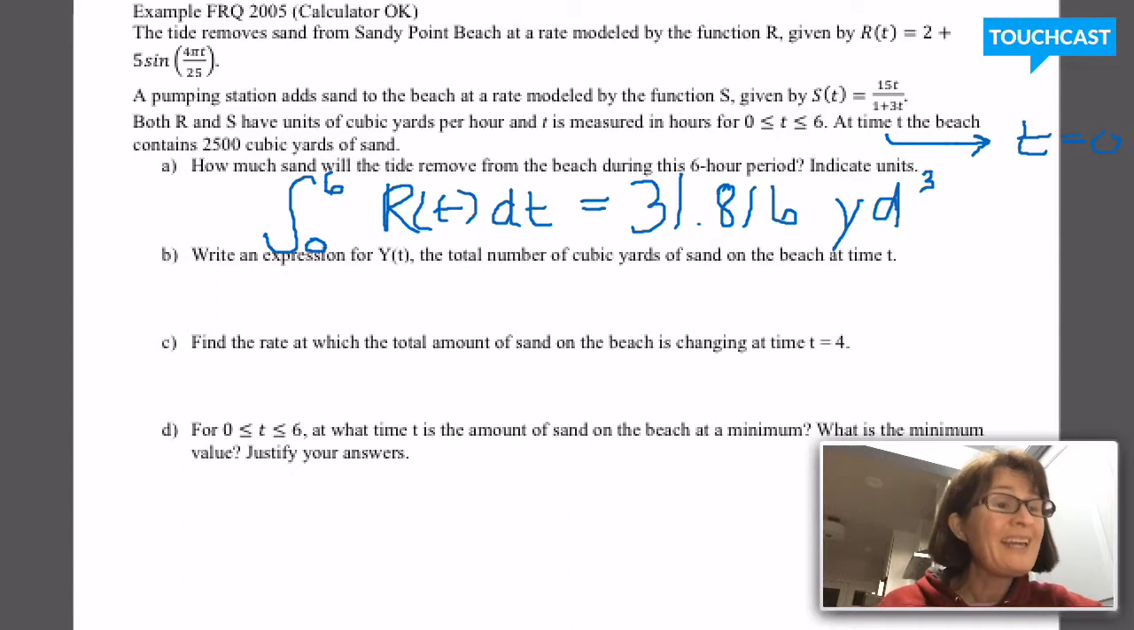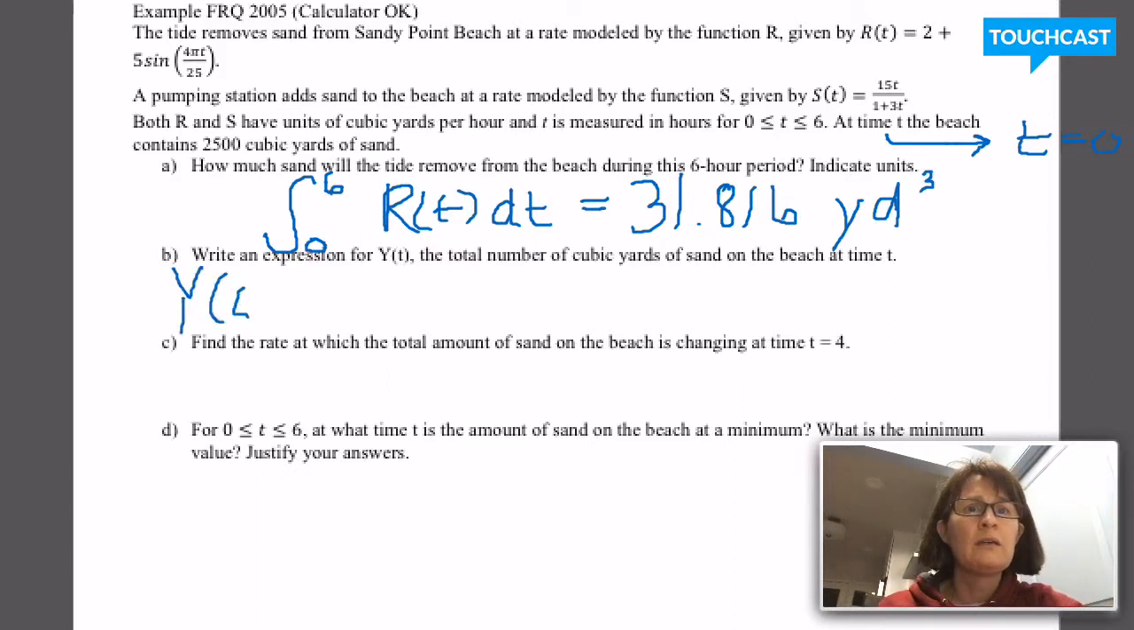All right, so question B, this is the most important example from chapter 5. This has a little extra twist, because we don't just have how much sand was there at the beginning and how fast the sand is leaving. We also have how fast the sand is coming back in. So we are going to write an expression, y of t. That's going to equal the amount of sand we started with, 2,500, plus the integral from, we started at time 0, that's when we had our initial condition, 0 to t.